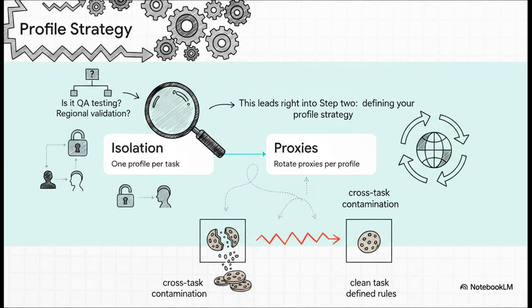If actual people rely on the output, your profile setup has to be managed as a core part of the system. Which takes us right into Step 2, defining your profile strategy. Is every task getting its own profile? Are you reusing profiles across sessions? You have to lay down strict rules here to prevent cross-task contamination. You definitely don't want one shared profile leaking cookies or behavioral data into a totally unrelated task.